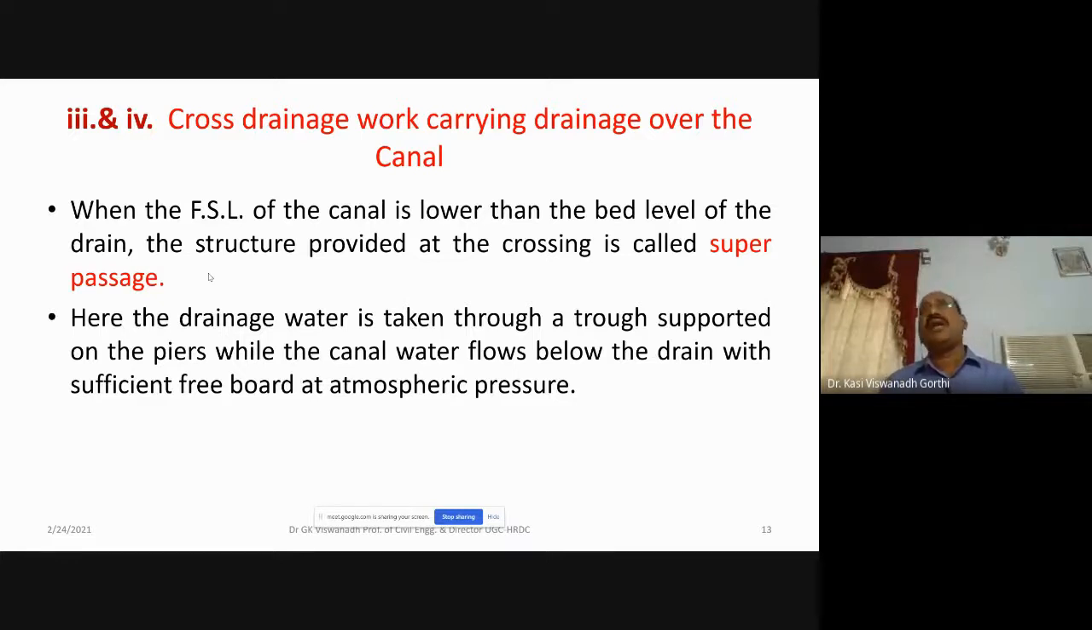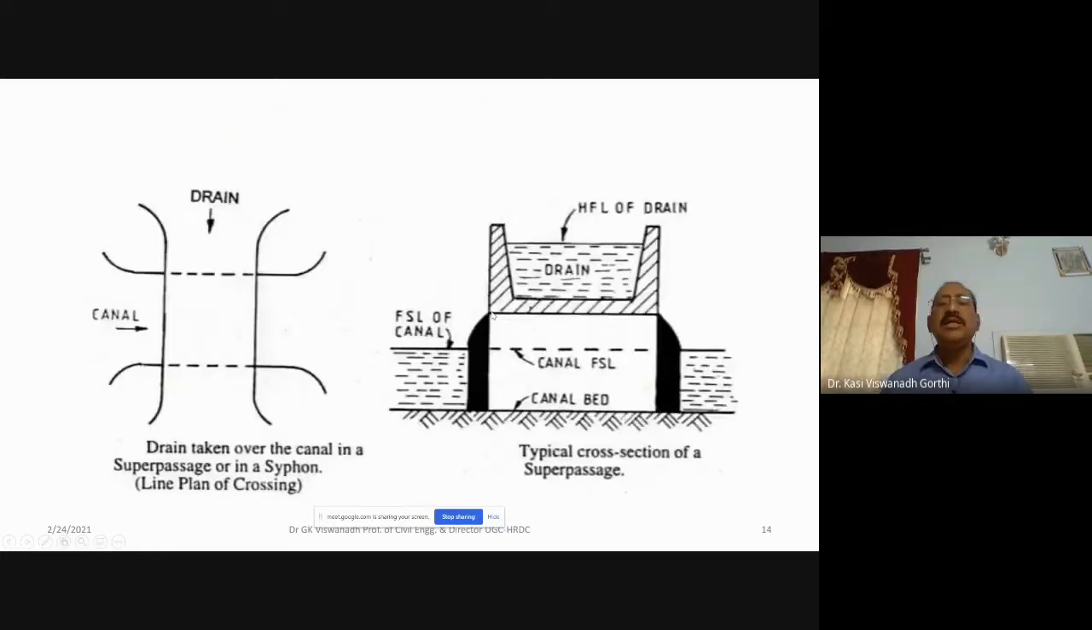An aqueduct or siphon aqueduct could be provided when the canal bed level is at a higher level than the HFL of the drain. But if it is reversed, like the FSL of the canal is lower than the bed level of the drain, then the structure provided is called the super passage. Here, the drainage water is taken through a trough supported on piers, while the canal water flows below the drain with a sufficient freeboard at atmospheric pressure. So the structure is called super passage.